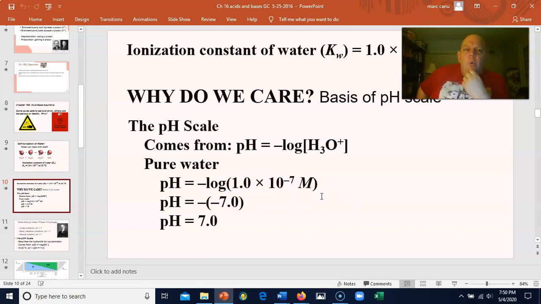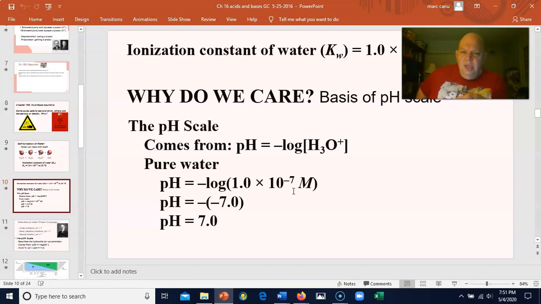Remember, we're looking at water, okay? And we look at that ionization constant here of 1 times 10 to the negative 14th. Have you noticed that? Now look at the 1 times 10 to the negative 7th. And what do you notice? That 1 times 10 to the negative 7th is the halfway point between 1 and 1 times 10 to the negative 14th.